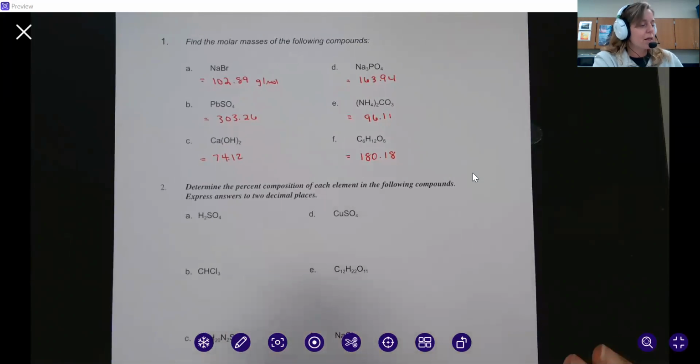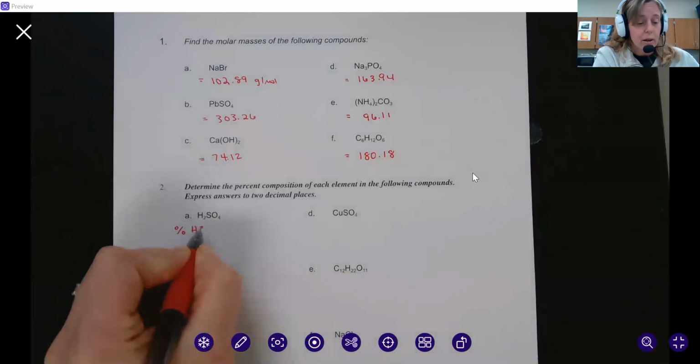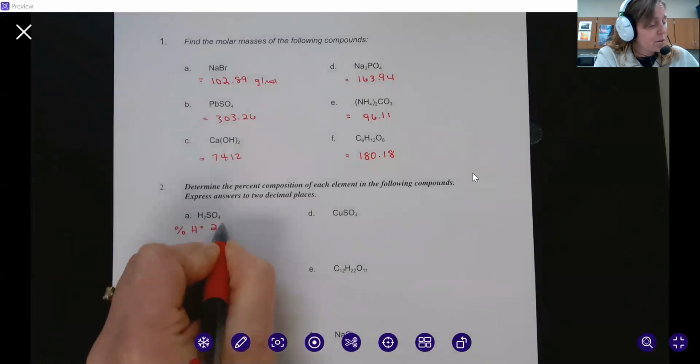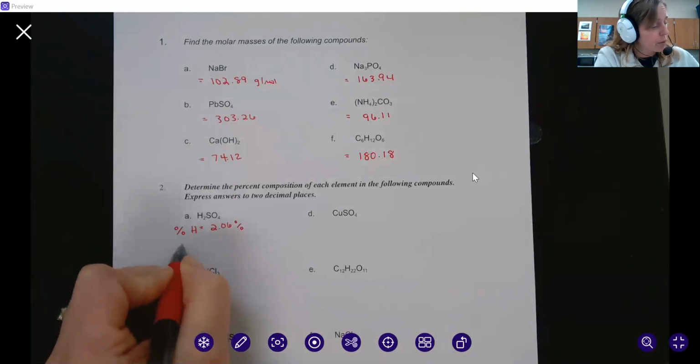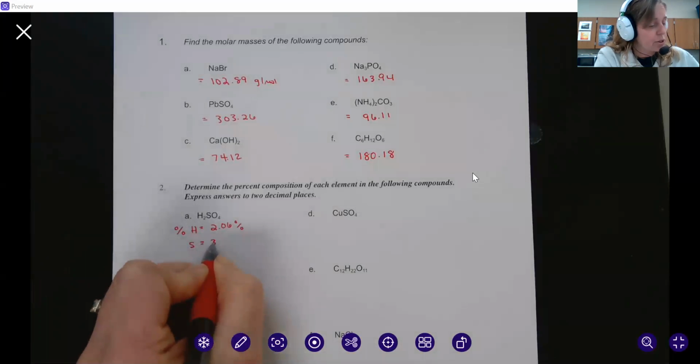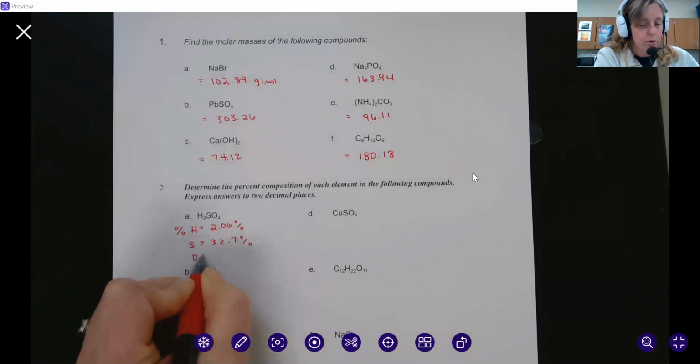All right, so next you're going to be doing the percent composition. Now, this is the same thing as the one above in terms of you're going to find the molar mass of the entire compound. Then you're going to take the mass of each element divided by the total times 100, and your percentage should always add up to 100%. Okay, so for the first one, for the percent of hydrogen, you should end up getting 2.06%. Okay, for sulfur, you should end up getting 32.7%. And for oxygen, you should end up with 65.3%.